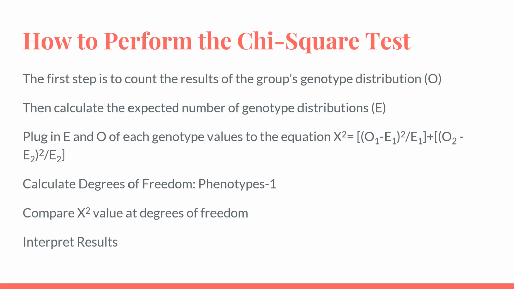And you can use this for any number of genotypes, including 1 or more than that. You calculate the degrees of freedom, which is phenotypes minus 1, and you compare the chi-square values at the degrees of freedom, and then you interpret the results from there.